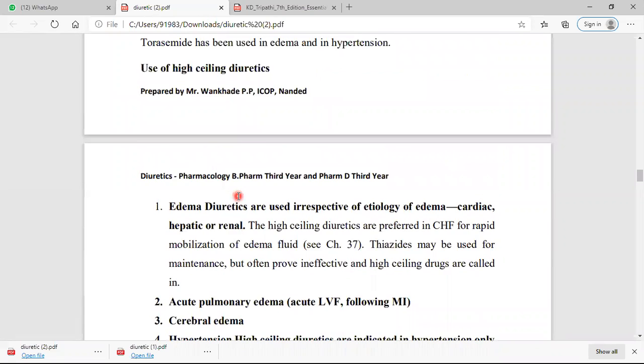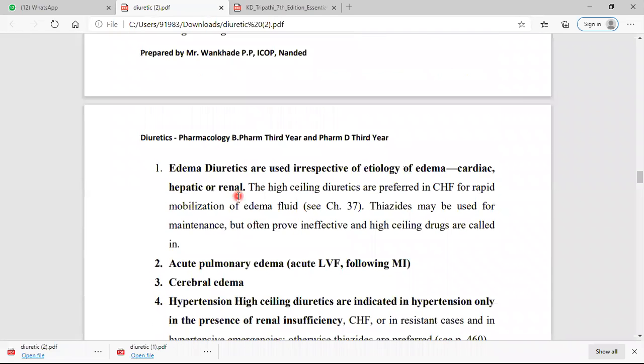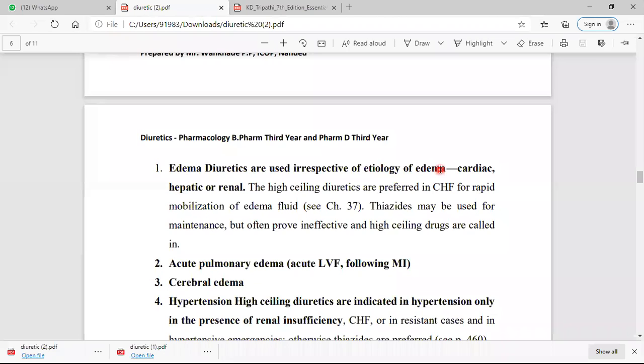Now, what are the uses of high ceiling diuretics? First is edema. Edema means when the volume increases, the volume is decreased by using the diuretic. Irrespective of the etiology of edema, meaning swelling, which occurs due to cardiac, hepatic (meaning liver) or renal causes, or all three factors, you can use it in edema of these three conditions. Okay, high ceiling diuretics are preferred in congestive heart failure.